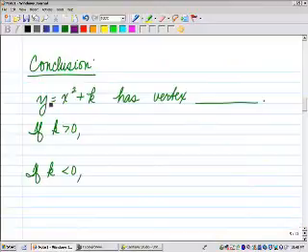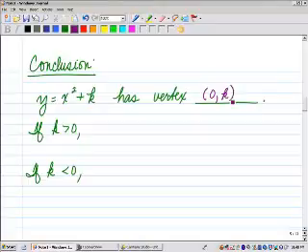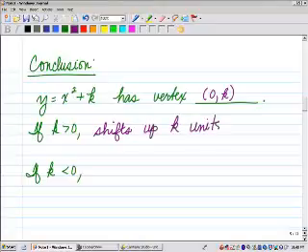If we look at a graph y is equal to x squared plus k, again where k is some real number, the vertex of that graph will always be 0, k. Now if k is greater than 0, that is k is positive, the graph shifts up k units. And when I'm talking about the graph shifts up, I'm talking about that basic graph of y is equal to x squared shifts up k units. If k is less than 0 or negative, the graph will shift down k units.